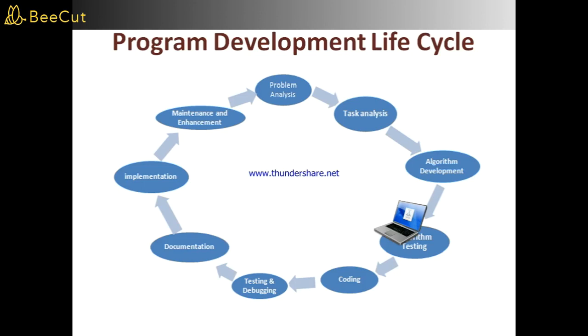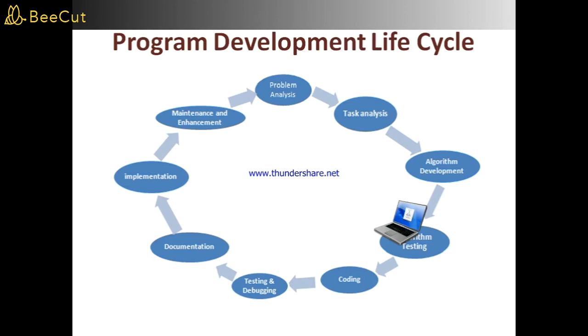So this program life cycle contains a number of steps. You can see the number of steps in oval symbols. The process runs in a loop. It starts from problem analysis, task analysis, and goes on like this. Again, it will continue the steps. There is no stop here. It will go on looping.